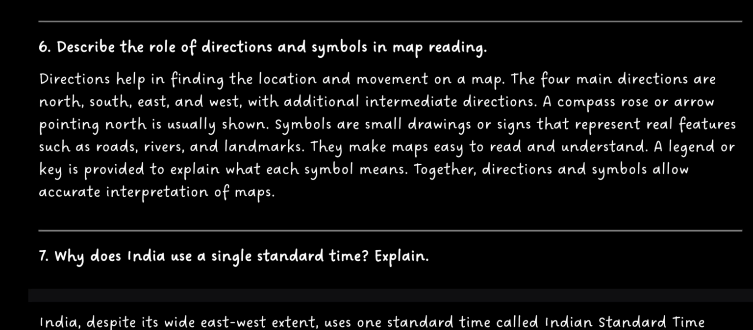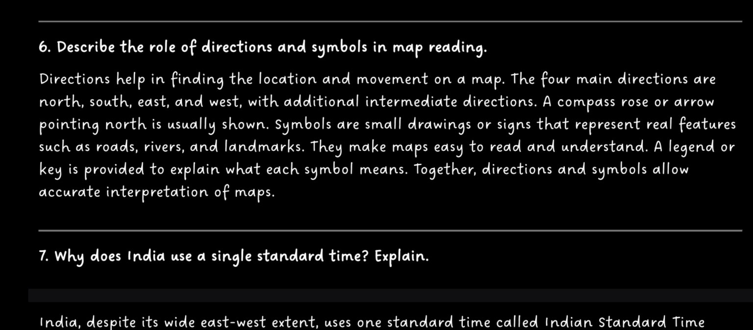Number 6. Describe the role of directions and symbols in map reading. Directions help in finding the location and movement on a map. The 4 main directions are north, south, east, and west, with additional intermediate directions. A compass rose or arrow pointing north is usually shown.